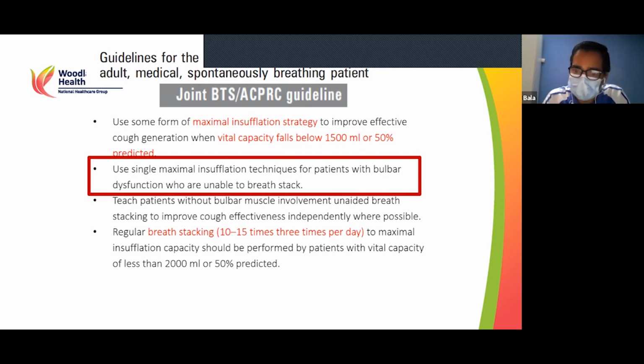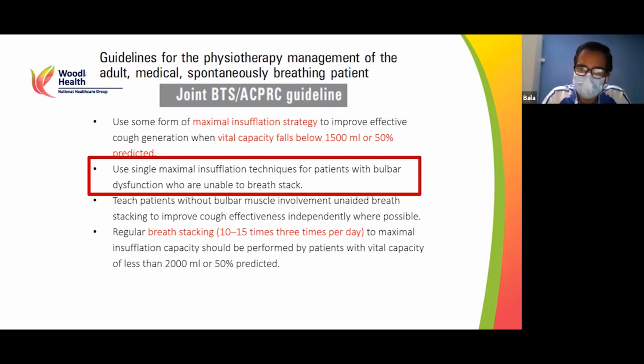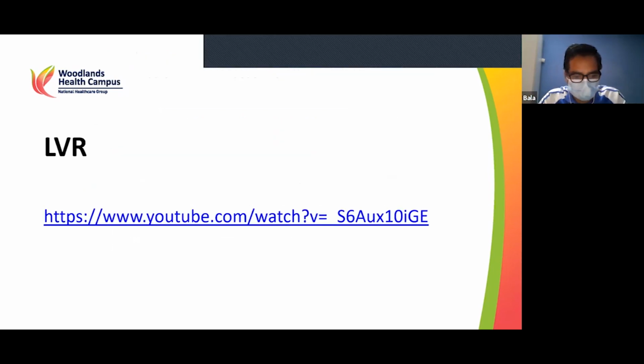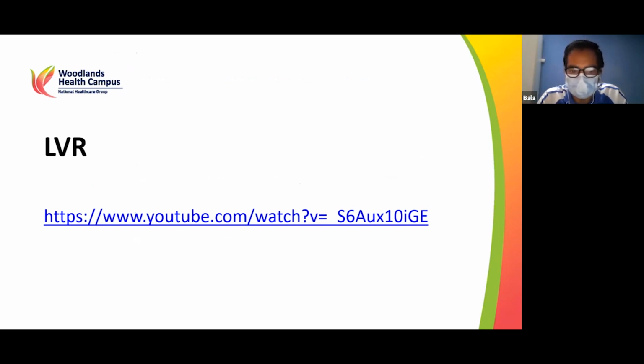So again, the recommendation is, even with bulbar involvement, you can give one full volume and then see whether that helps their PCF, peak cough flow, and then combine that with the manually assisted cough. It is definitely very useful for a patient who has an intact bulbar system, but even with the bulbar system impaired, we can still try one breath. So that's the recommendation.